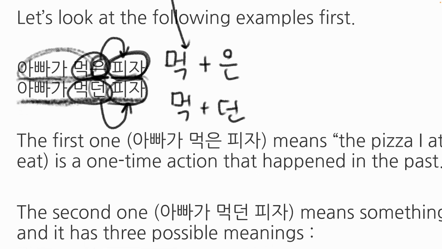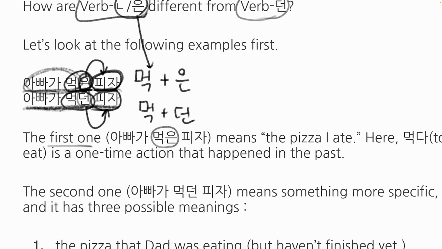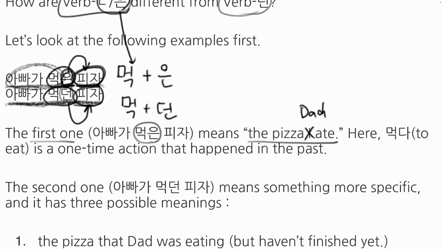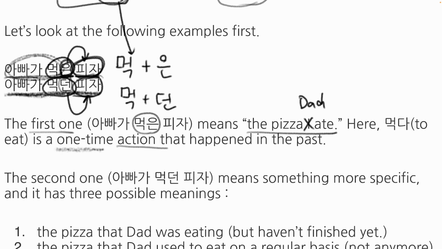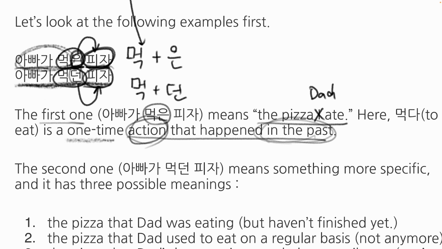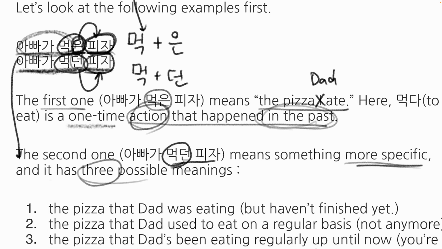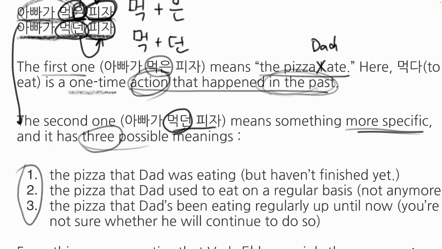But the difference between the two is that the first one, 아빠가 먹은 피자, means the pizza that dad ate, and it's just a one-time action that happened in the past. Dad did the action of eating pizza, but there's no specific information about how he ate pizza. It's just an action that happened in the past. Whereas the second one, 아빠가 먹던 피자, means something more specific, and it has three possible meanings. So let's look at what those meanings are.